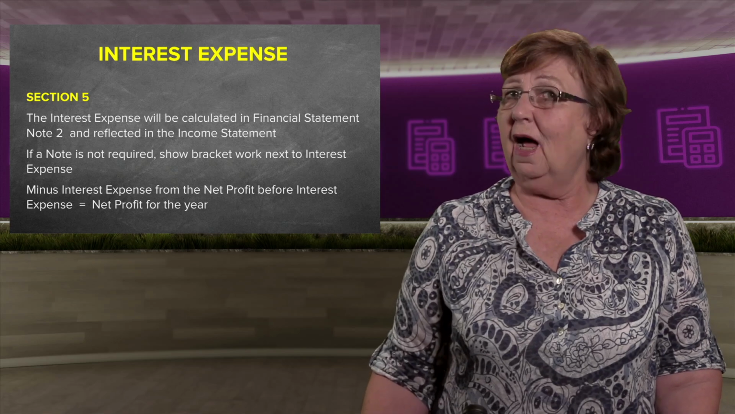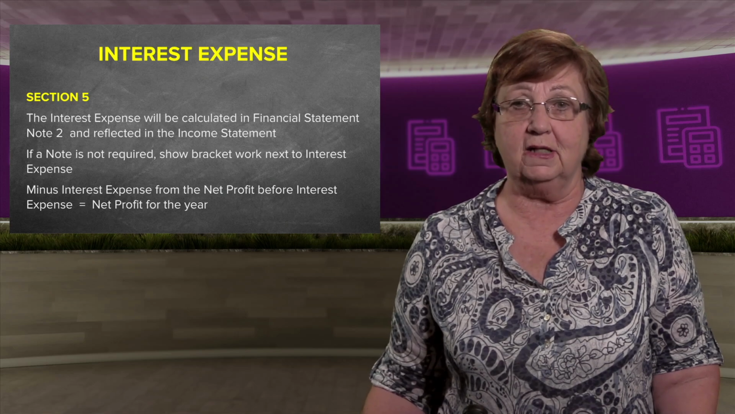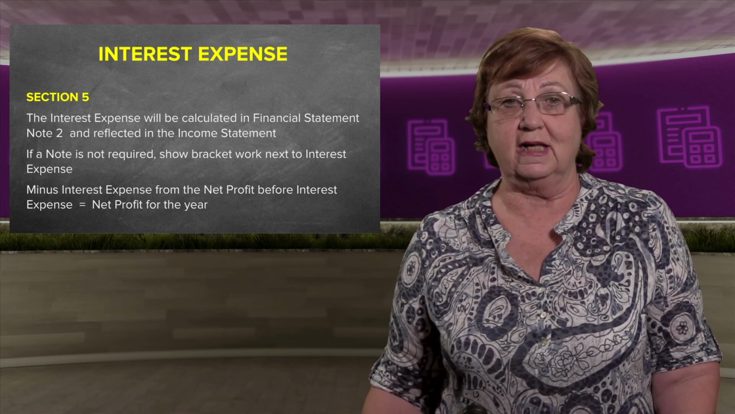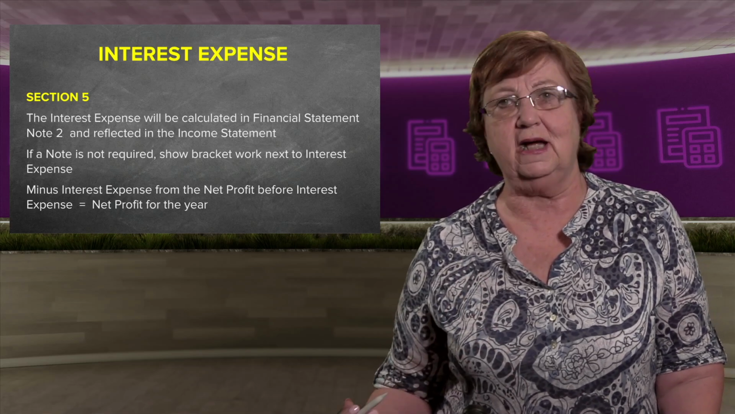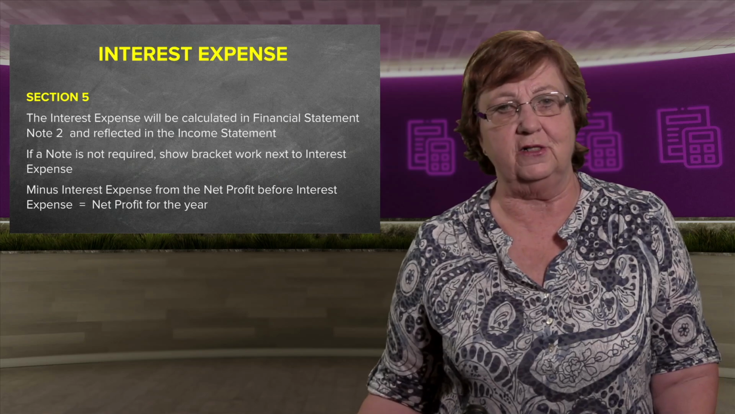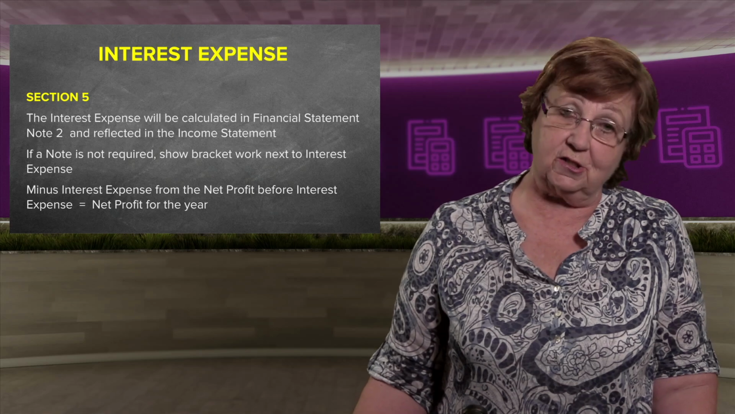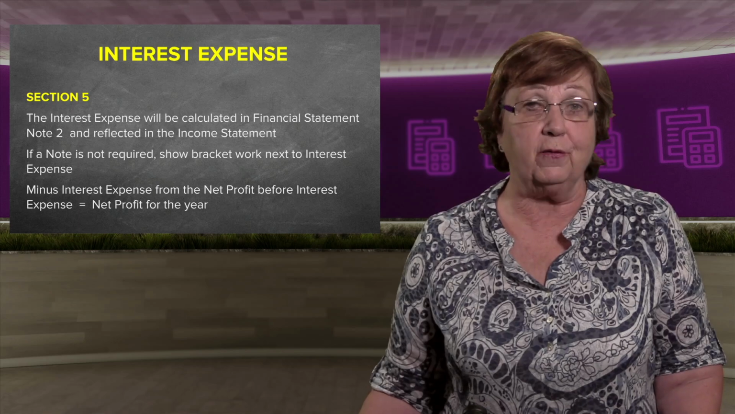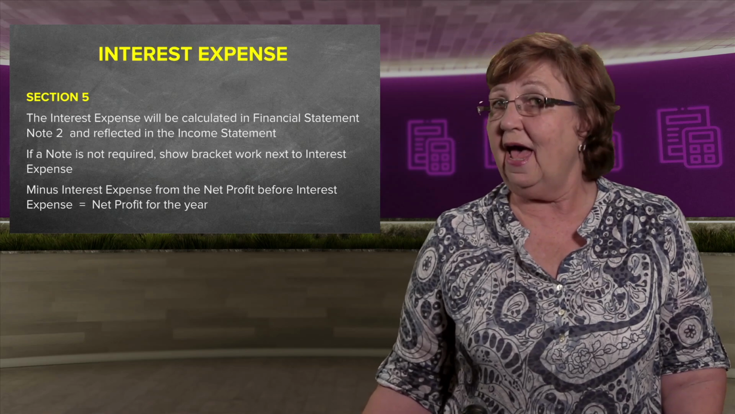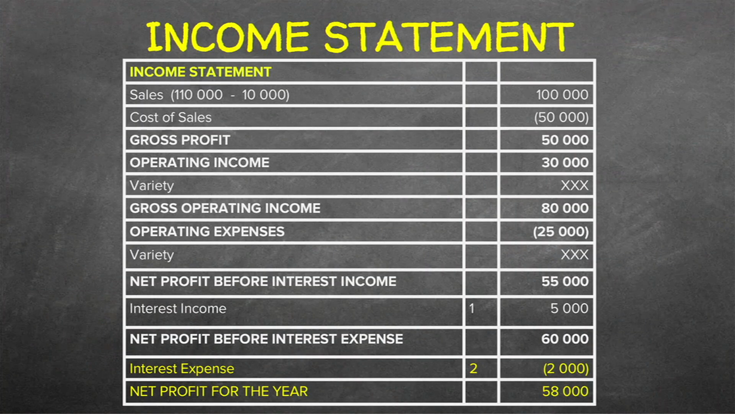And so we are now going to look at the last section of our income statement, and that is interest expense. Now, like with interest income, it can be done as a note in your balance sheet, or alternatively, you could just show bracket work. And because it's an expense, we are going to subtract it. So it will have to be in brackets. So let's have a look and see what it looks like.